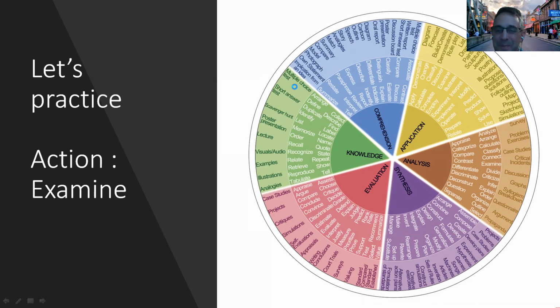Okay, so what this wheel does is give you some type of thoughts to think about as it relates to your action verbs or what students can actually do.